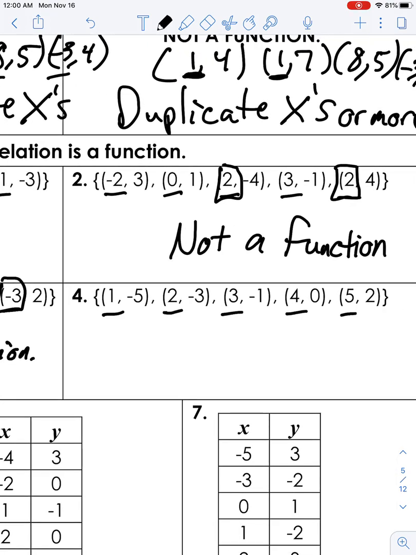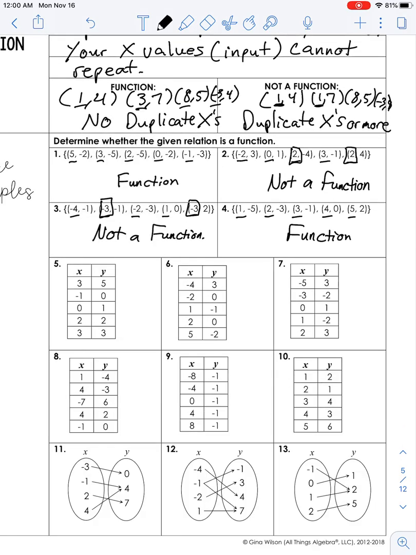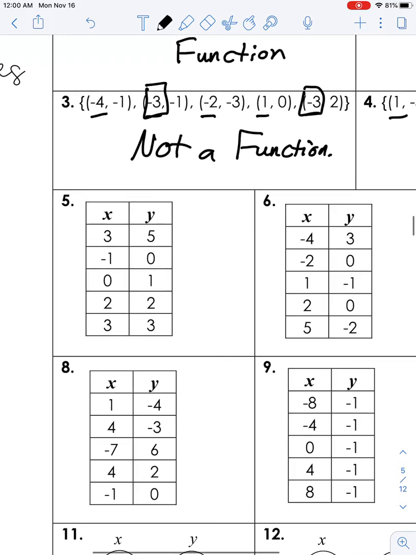1, 2, 3, 4, 5. Clearly, right straight in order, no duplicates. That would be a function. And instead of writing them out, you can label function as F and not a function as NAF for not a function. So number 5, same thing, just look at all your x's. So 3, -1, 0, 2, 3. You've got 2 3's, not a function.